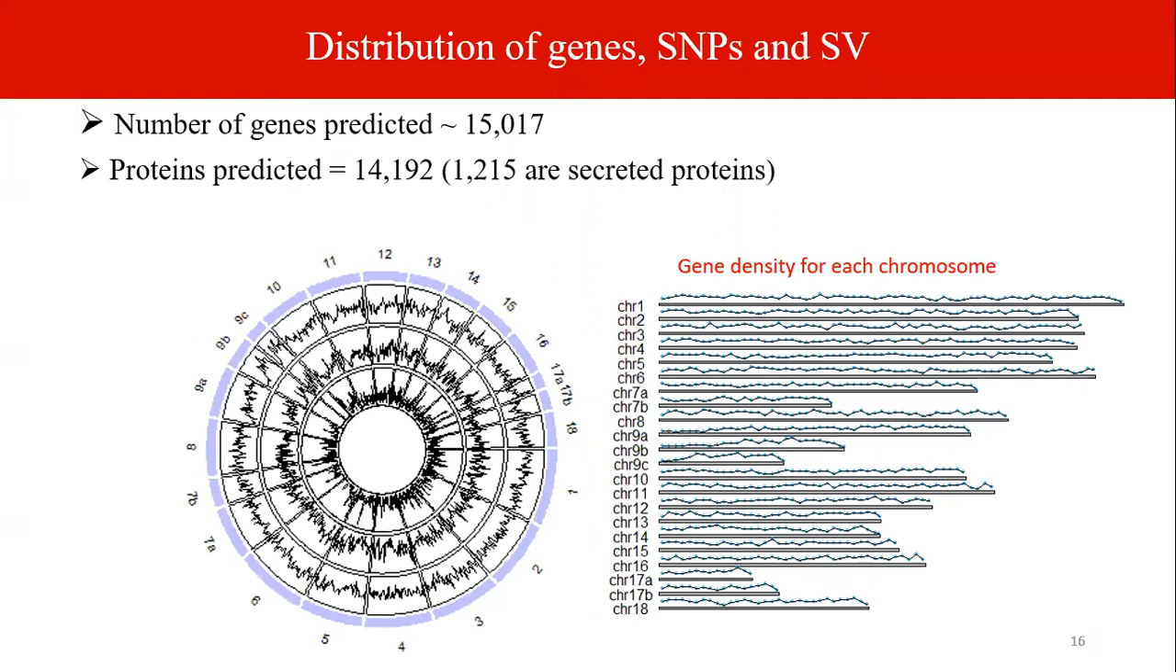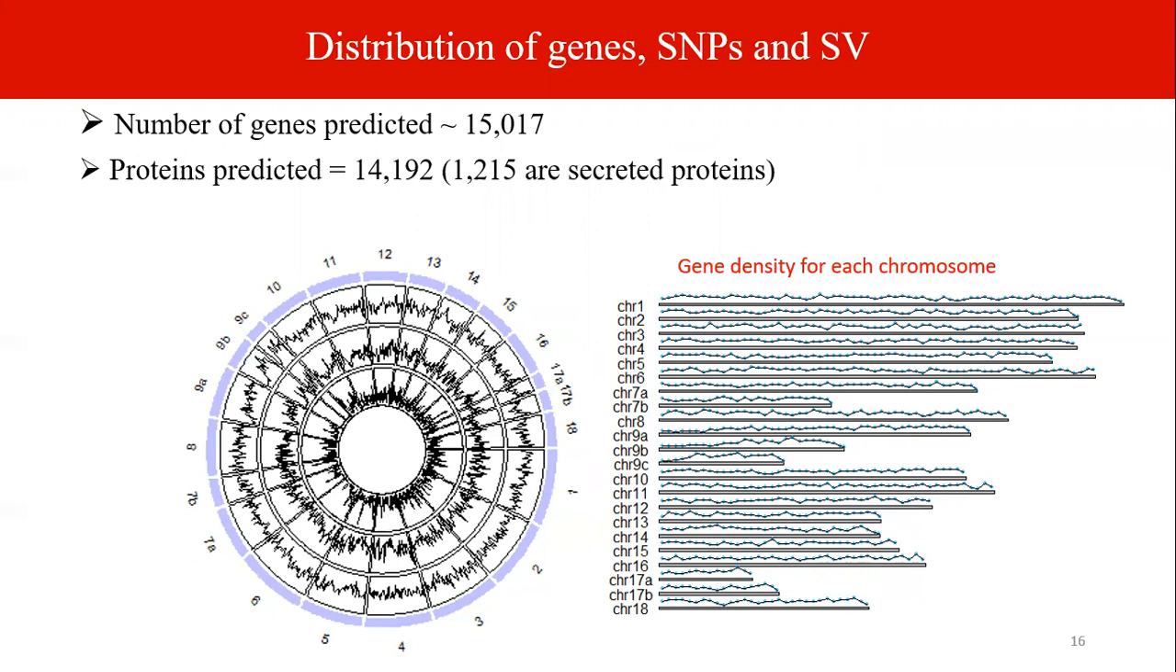A total of 15,017 genes were predicted for this assembly. And also proteins were predicted for this assembly, and a total of 14,192 proteins were predicted. Out of these, 1,215 proteins are secreted proteins.